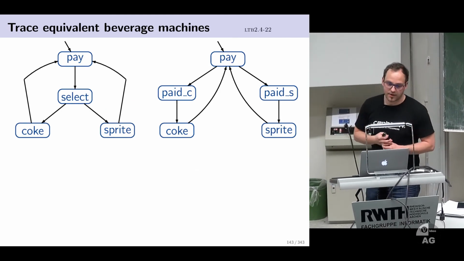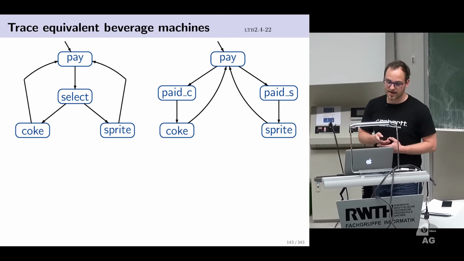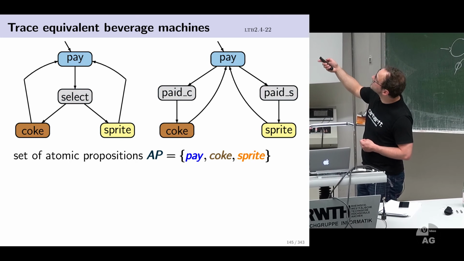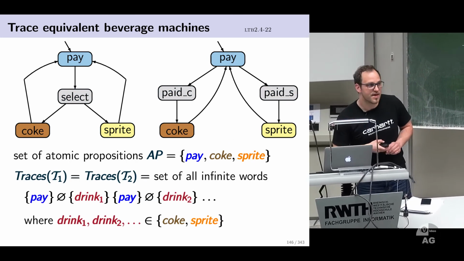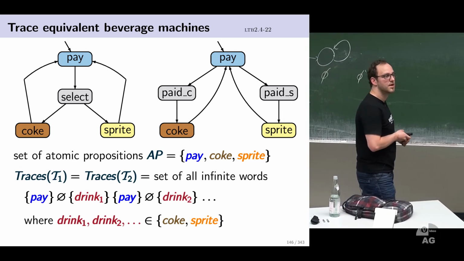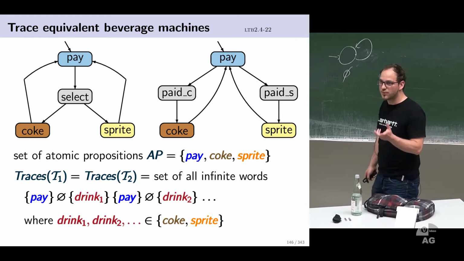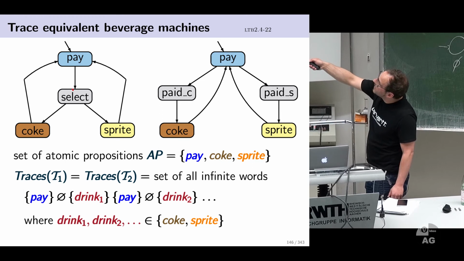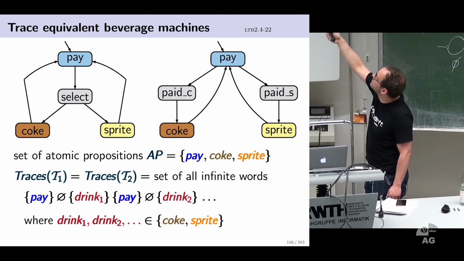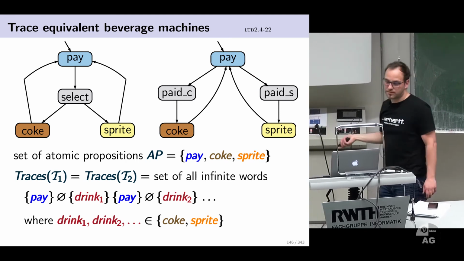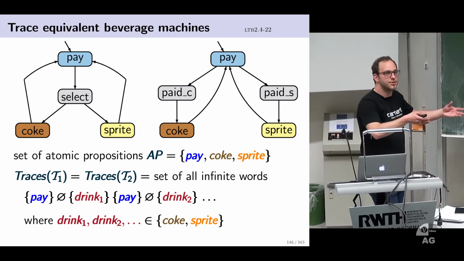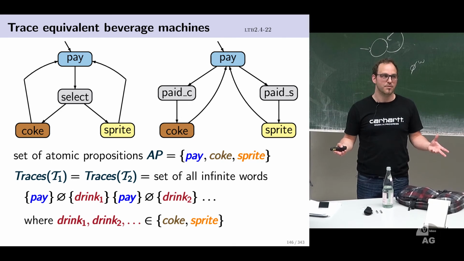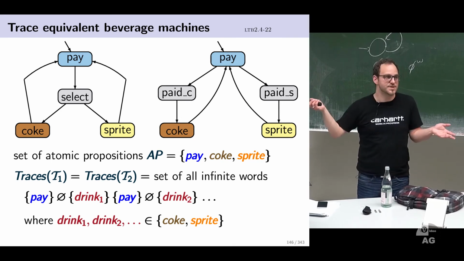Okay, let's look at our beverage vending machines. I already hinted at that in the beginning of the lecture, that when we choose some set of atomic propositions, in this case pay, Coke, and Sprite, so it corresponds to this labeling of the states, then the traces of these two transition systems are the same. They are not distinguishable. And this is what I meant with they are not distinguishable. If you look at the traces, they will always have pay, empty set, some kind of drink, pay, empty set, some kind of drink, and the same here. And what does it mean that they are not distinguishable? Well, I just showed you the theorem that said, if I have trace equivalent transition systems, they satisfy exactly the same LT properties. Meaning, there is no LT property that can tell these two transition systems apart.